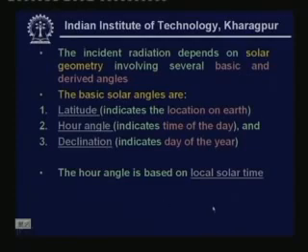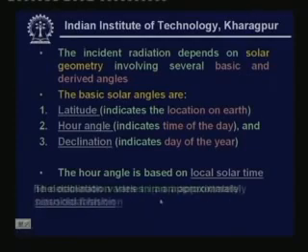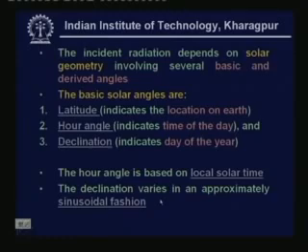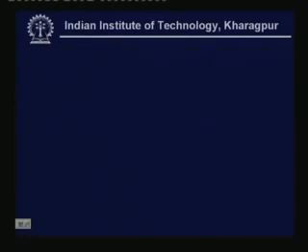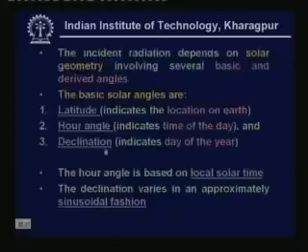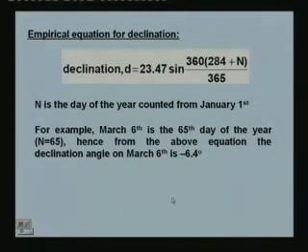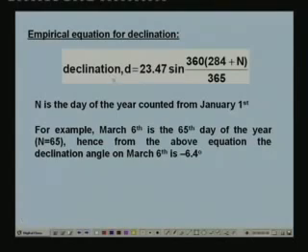The hour angle, as I said, is based on local solar time, and the declination varies in an approximately sinusoidal fashion. I have mentioned that the declination varies from plus 23.5 degrees to minus 23.5 degrees, and the variation is almost sinusoidal, so you can fit an empirical equation. This is the empirical equation for declination d in degrees. All the angles are in degrees. This is very important to keep in mind, so your units should be consistent.